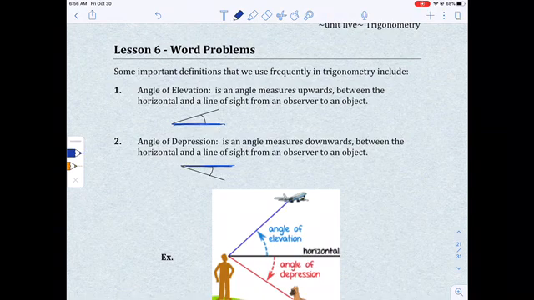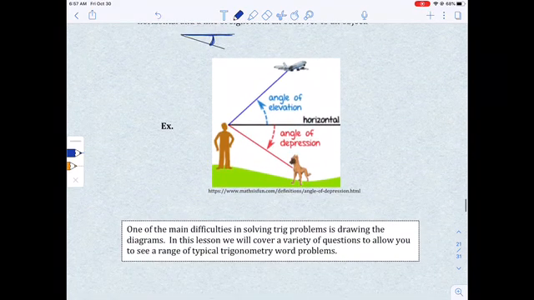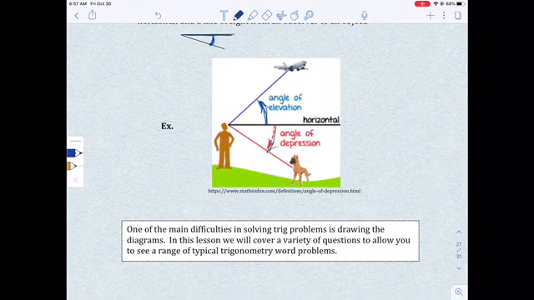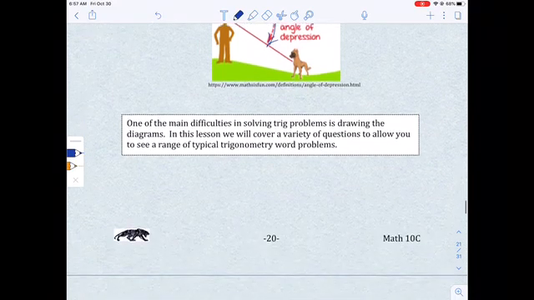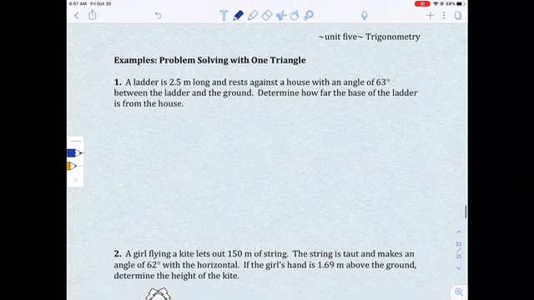The angle of elevation is the angle between the horizontal and the line of sight, from the horizontal up. From the horizontal down would be the angle of depression, the angle between the horizontal and the line of sight from an observer to an object. For example, in this picture, a man looking up at a plane, the angle from the horizontal up is the angle of elevation, and the angle of depression is from the horizontal down. And of course, drawing diagrams can be a little bit of an issue, so we'll practice that a little here.